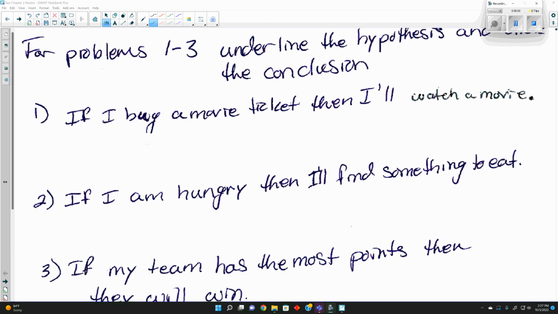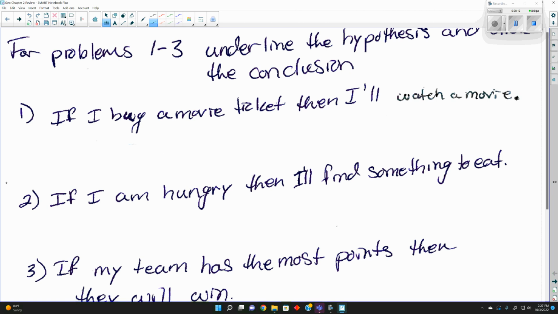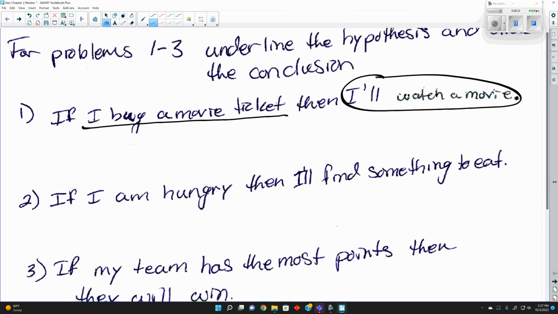All right, guys. So, are there questions on problems 1 through 3 or one of those that y'all want to look at? So 1 through 3, underline the hypothesis and circle the conclusion. If, wait, we don't circle that, because if and then are not a part of the hypothesis or conclusion.